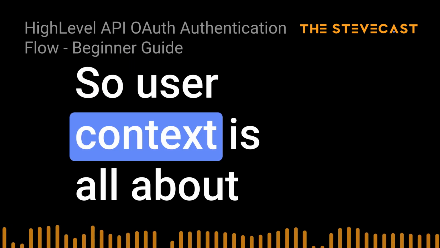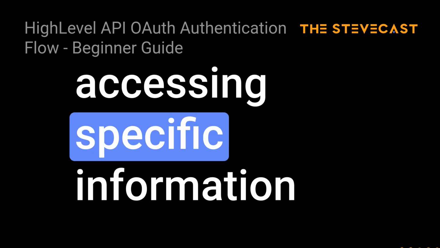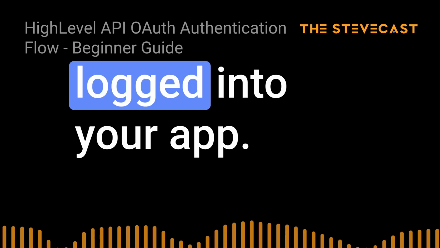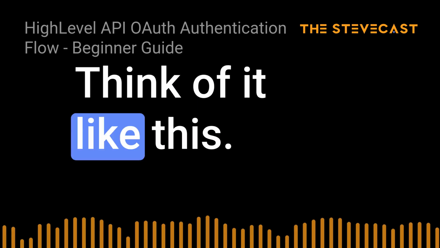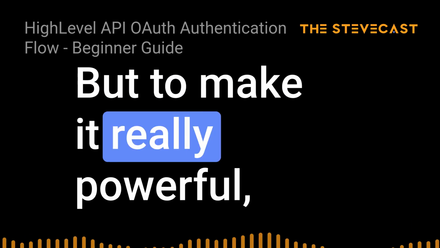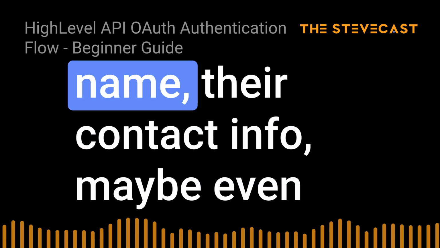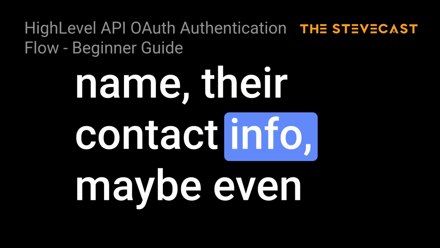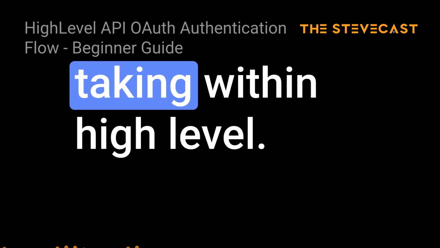So user context is all about accessing specific information about the user who is logged into your app. Think of it like this. You've built this amazing app that connects to High Level. But to make it really powerful, you need to know things like the user's name, their contact info, maybe even what actions they are taking within High Level.